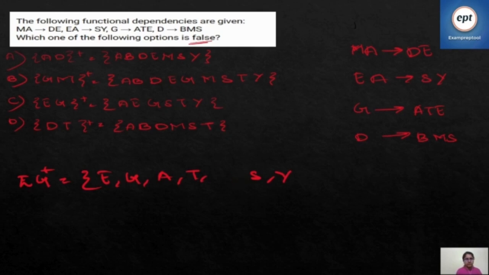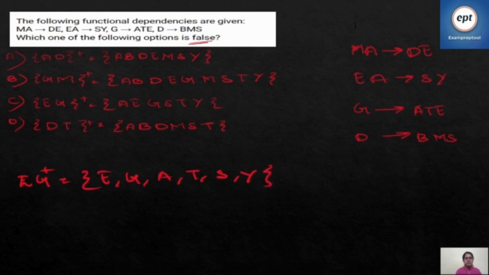S and Y. What else can we derive? From E and A we have derived S and Y. From G we have derived A, T, E. Can we derive anything else here? I guess no, we can't derive anything else other than this.